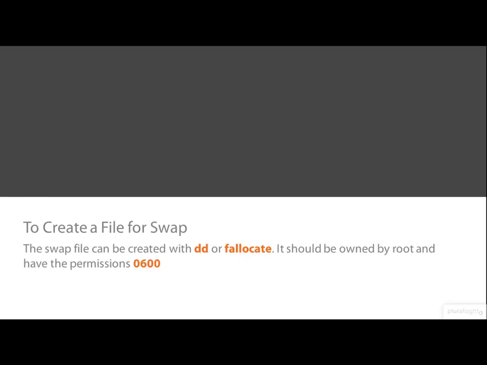If we want to use a file for swap, then we can create that using the dd command, or more simply, if you have it installed, the fallocate command. These files should be owned by root and should have the permission set 0600, so they're read-writable by the user, who is going to be root, but they're not accessible to anybody else. So if we use sudo to create the file with fallocate, then it's going to be correctly owned by the root user.